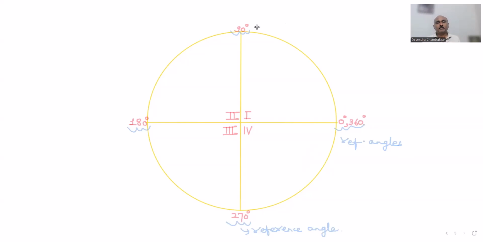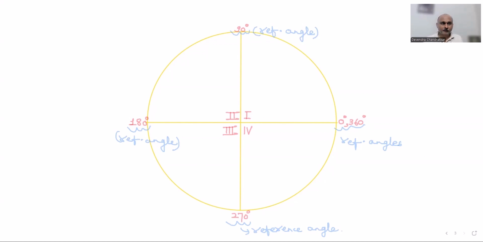Sir, can you explain reference angles once again? Yeah. Reference angles are the angles which mark the start and end of a quadrant. क्वाड्रेंट जहां से शुरू होता है और खत्म होता है, जिस एंगल से शुरू होता है और खत्म होता है, उसको हम रेफरेंस एंगल बोलते हैं. ठीक है बेटा, अंडरस्टूड और नॉट नाउ?